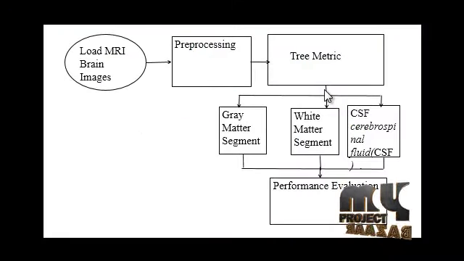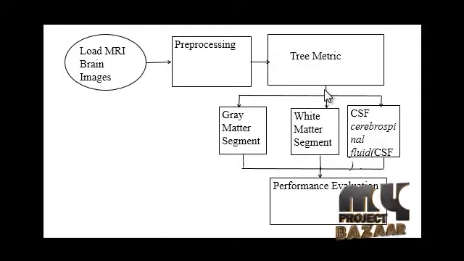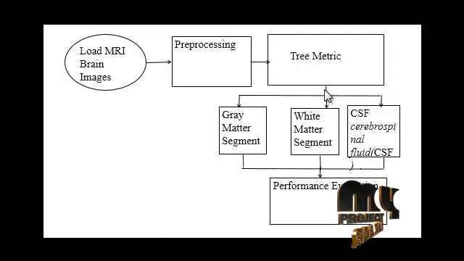This is the flow of our process. First we load our input brain images, then we go for the pre-processing step. In the pre-processing step, we are removing noises in our input images. Noise is nothing but any undesired information that contaminates an image. These noises are removed using some types of filters. Here we are using a median filter to remove the noises. Then we will go for the tree metric step.